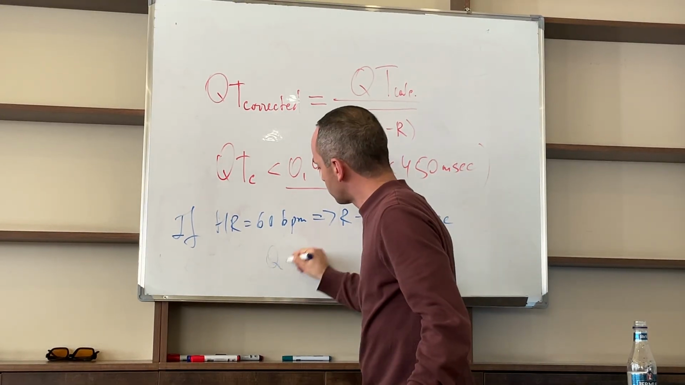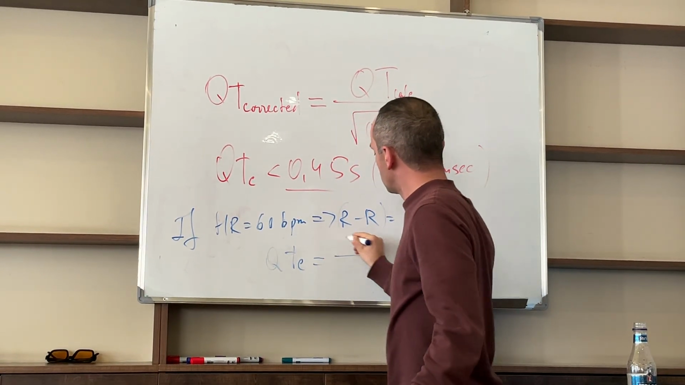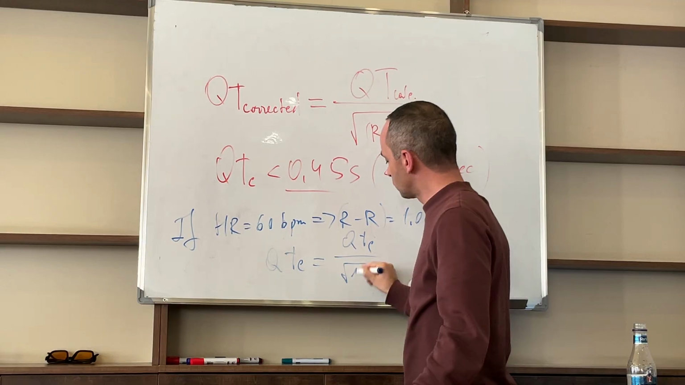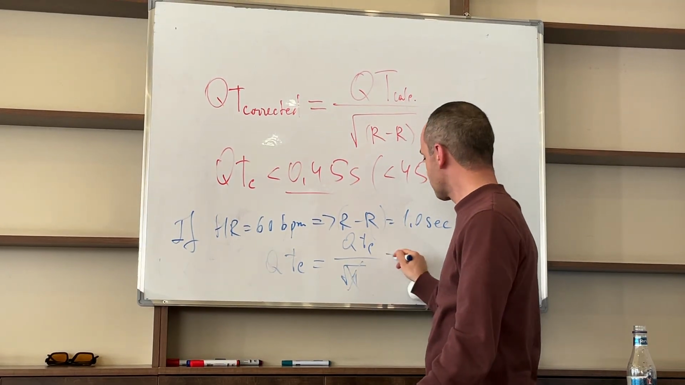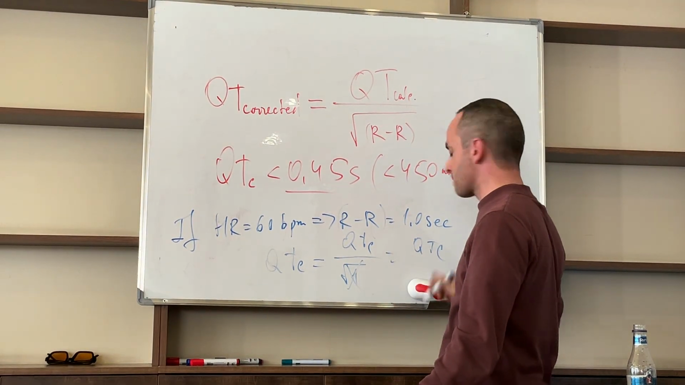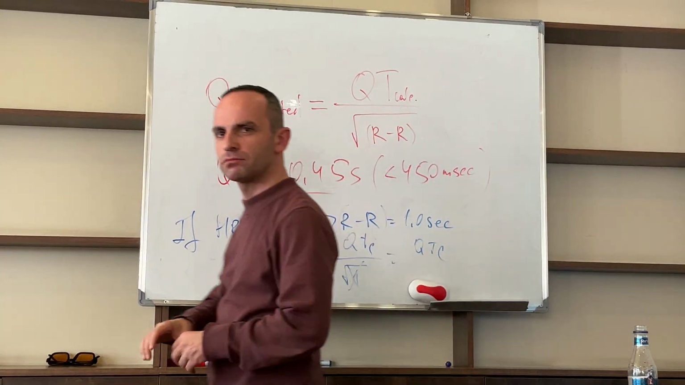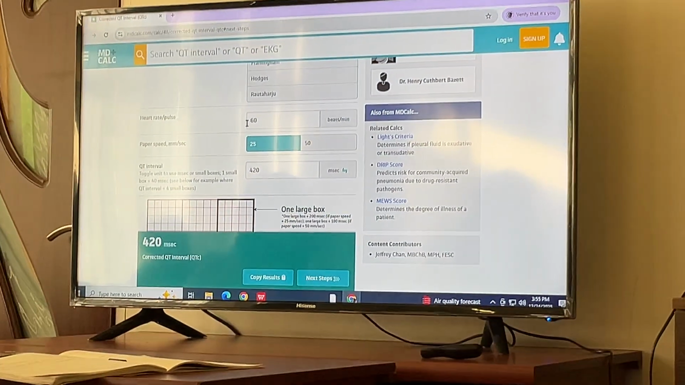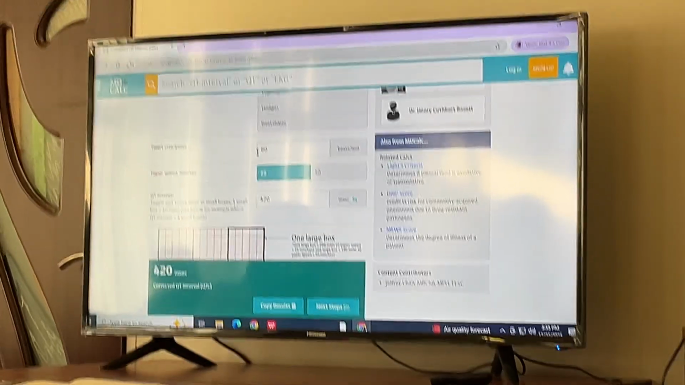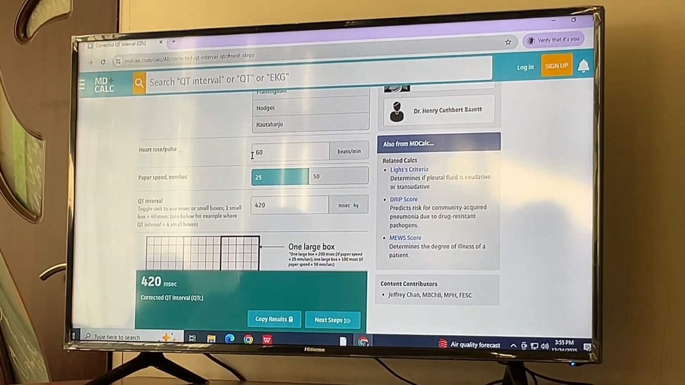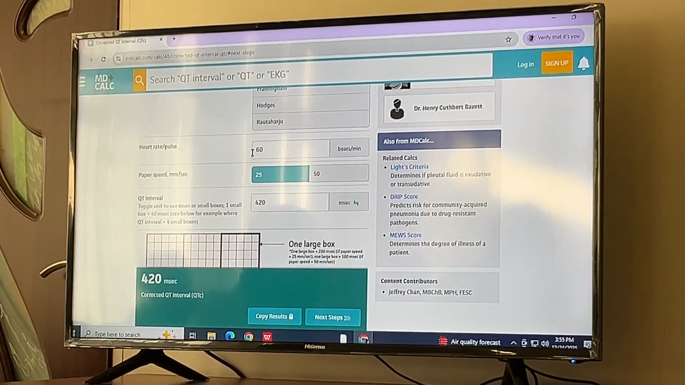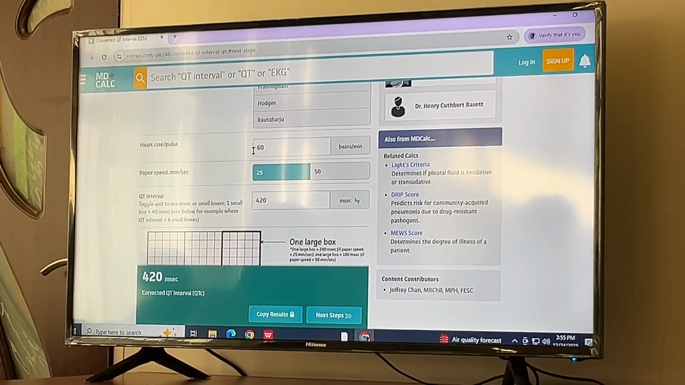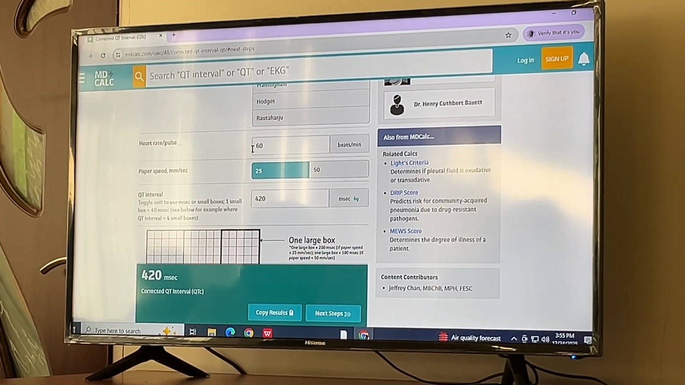Accordingly, QT corrected will be QT calculated over square root of 1, which is 1. So we'll have QT equals C. So it is measuring how much QT should be in case the patient's heart rate would be 60. If the patient's heart rate is too tachycardic or too bradycardic, these formulas have some limitations.